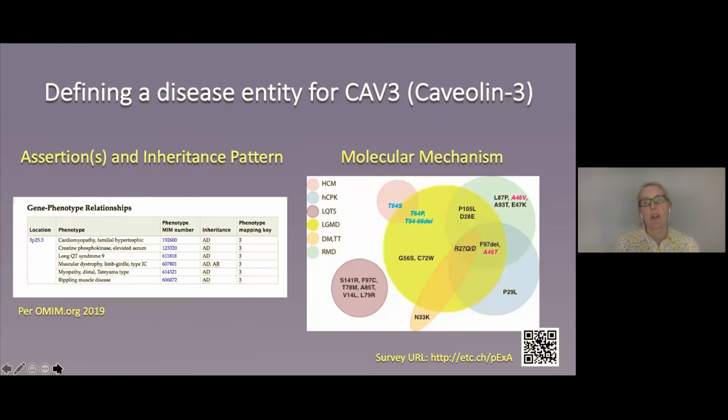So we're going to go through a little example here. Now I will state, and it's down here, that we're going to look at CAV3 or caveolin-3. So if you're wanting to look along with us and go on OMIM and look at the different disease assertions, I will note that this is a picture taken from 2019 when this gene was first reviewed. It may have changed since then.